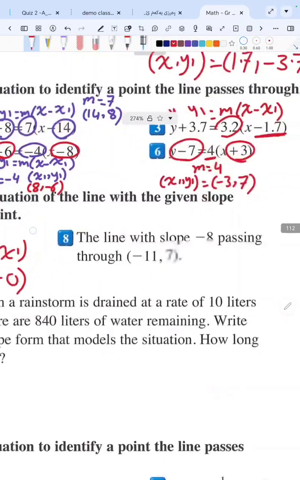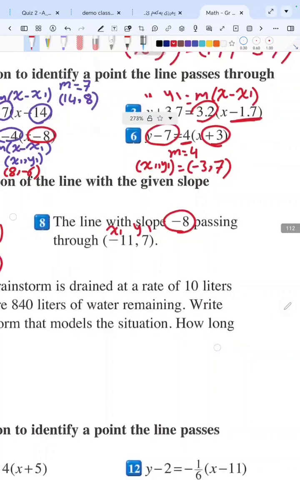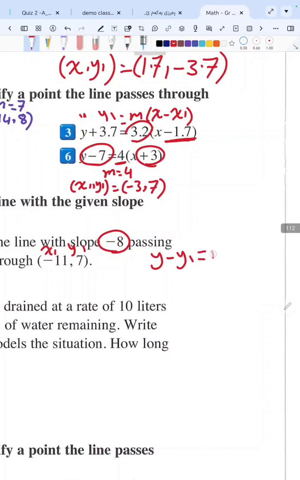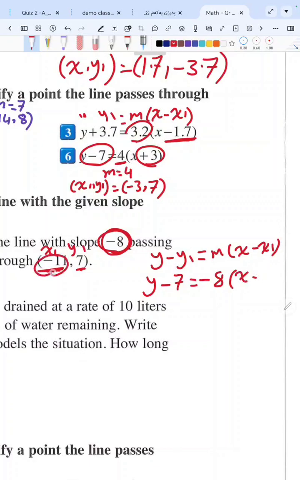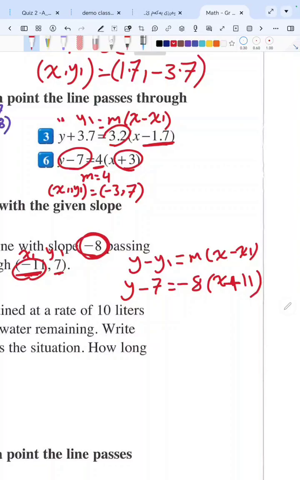Another example. They give us the slope and x1, y1. Let's see. y minus y1 equals m times (x minus x1). y minus y1 equals what? 7. m equals what? Negative 8. x equals what? We don't have it, but x1 is negative, and with this negative, it will be positive. Positive what? Positive 11. Okay?